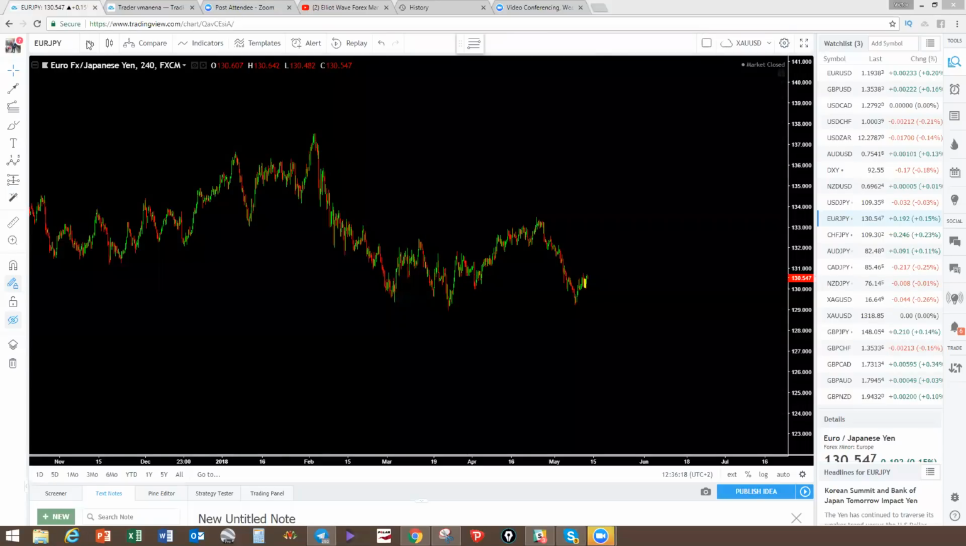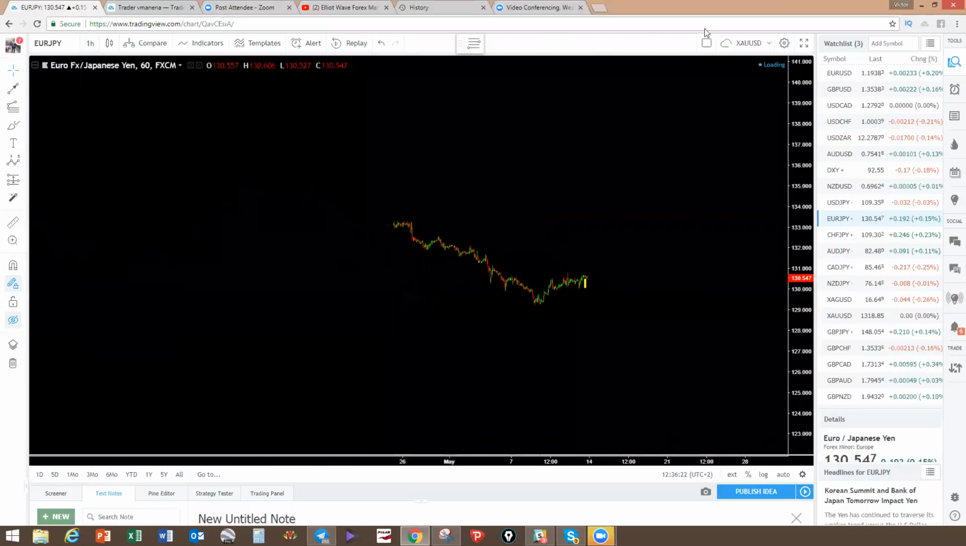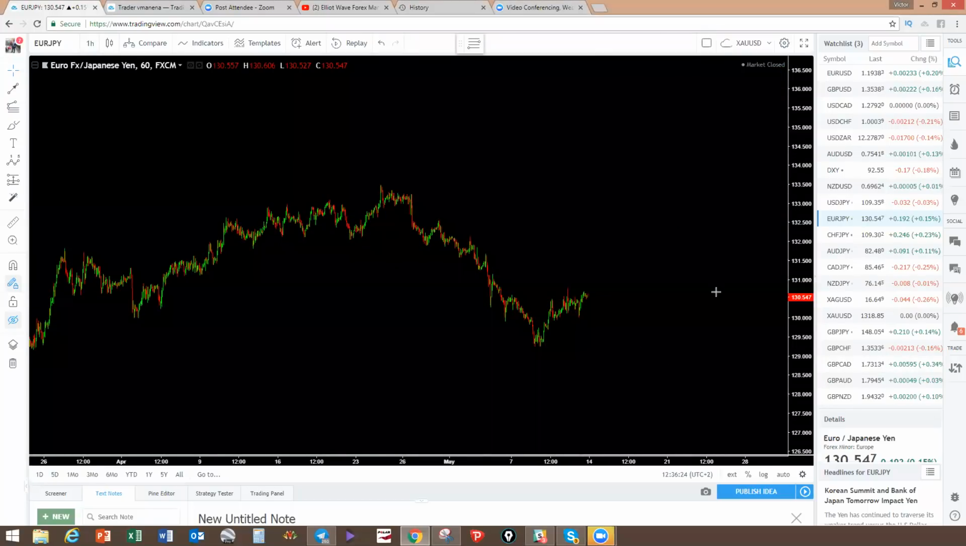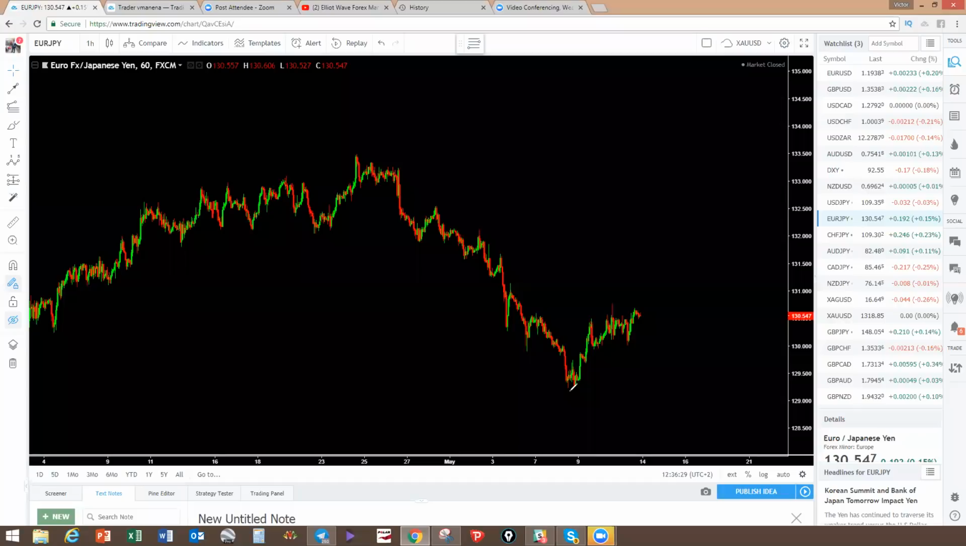Okay, if I go to the 1 hour, let's see if there's anything for short-term traders here. Not very clear for short-term traders. You've got this flag here, you've got this flag here. You may get a move that size, but it's not a very clear one, not a very nice one to take at this stage. Rather wait for a setup for a move to the downside.